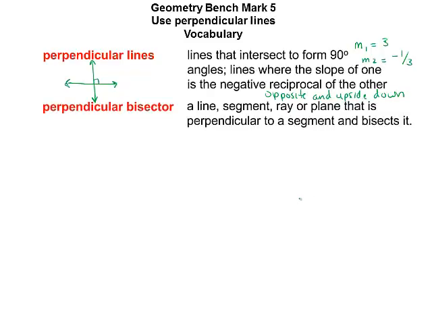Okay. A perpendicular bisector is a line, a segment, a ray, or a plane. It can be any one of those four that is perpendicular to a segment and bisects it. So if I have some segment here and I have a line that comes through that's perpendicular, then this length will be the same as this length. Cuts it in half.